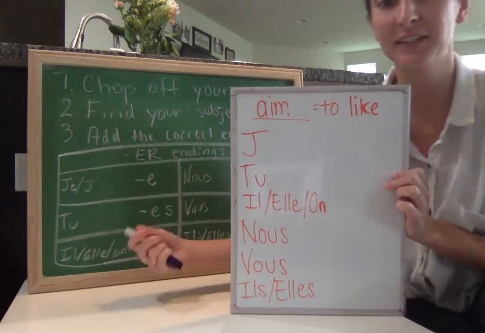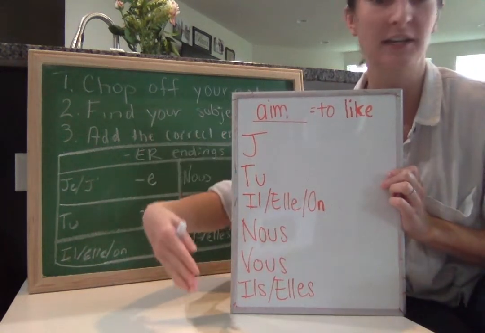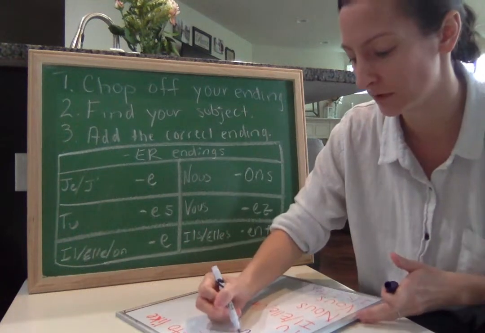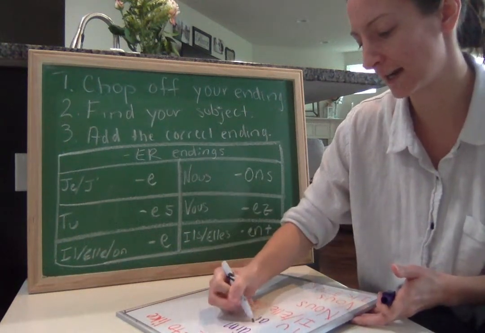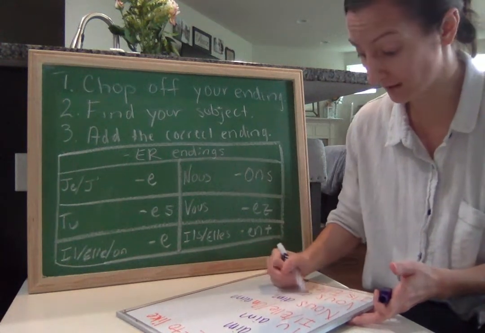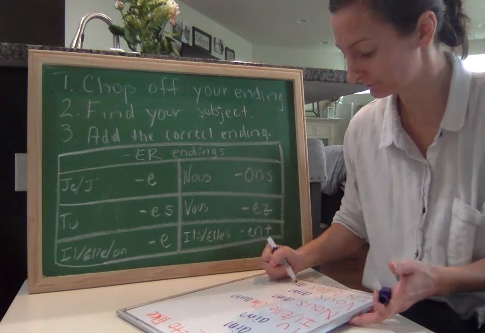Okay, so it might even be easy for you to just write out your stem for all your different forms once you've chopped off those last 2 letters. So we'll go ahead and do that. All right, AIM, AIM. That's going to be our stem for all of our different subject pronouns, okay?